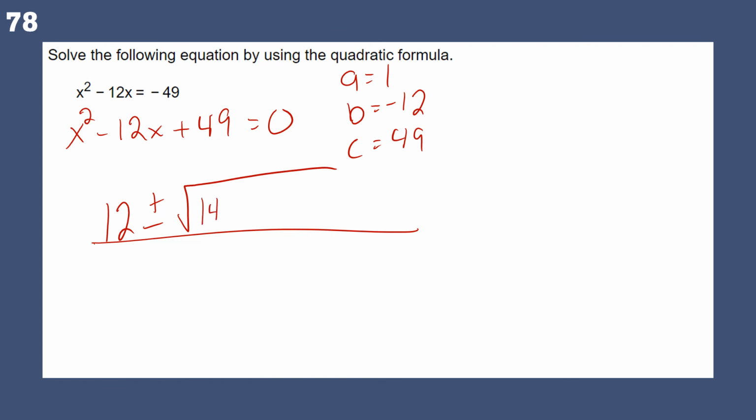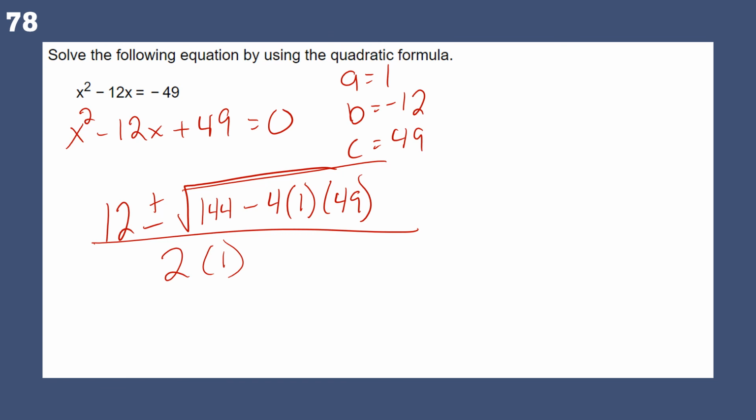so that's 144, minus 4 times a times c all over 2 times a. Okay, now it becomes just a matter of making sure we're typing in the calculator correctly and doing our calculations carefully. Okay, but if we do, what are we going to end up with?